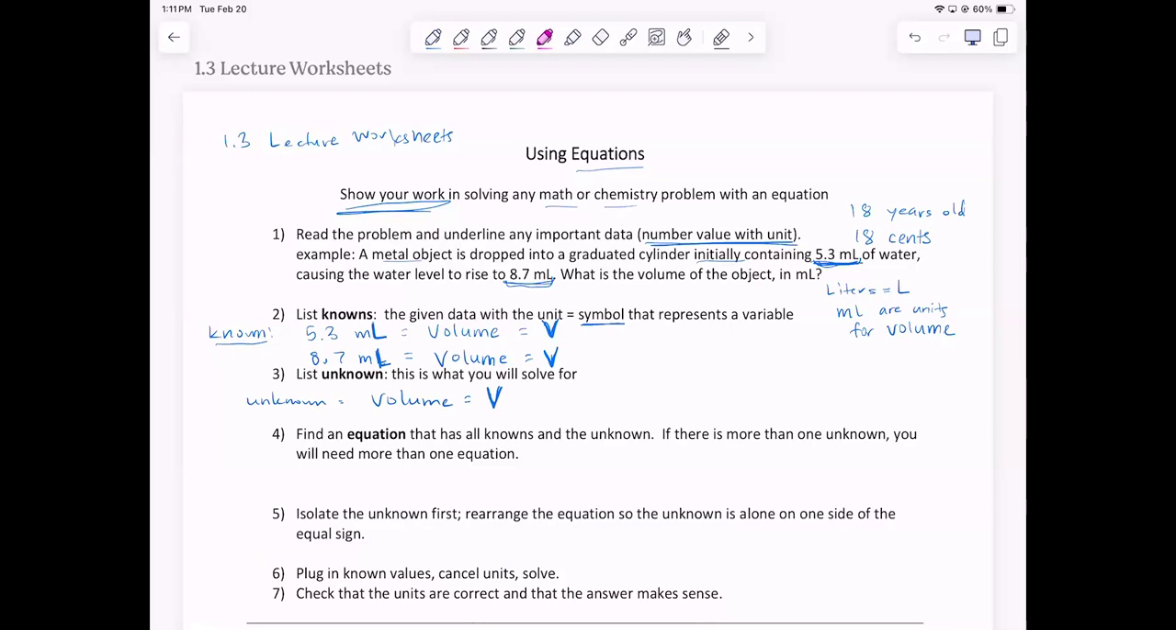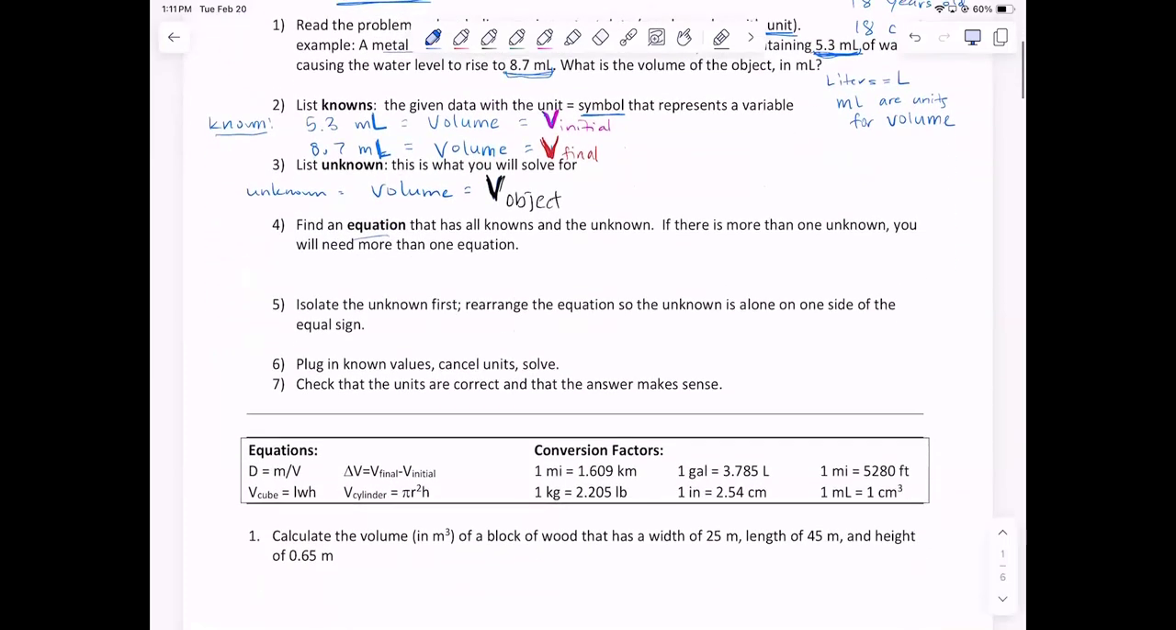Well, one is the initial volume. That's this one, the 5.3 milliliters. And then the second volume, 8.7 milliliters, is the final volume. And then the third is the volume of the object. So we're actually distinguishing three different volumes. Then we want to look for an equation, and all equations in Chem 9 are given. So you will either have it directly on the screen or in a box on a written exam. And this is the best option right here.